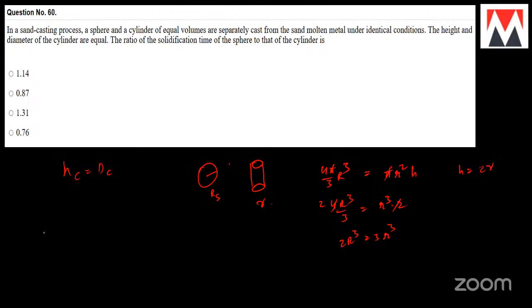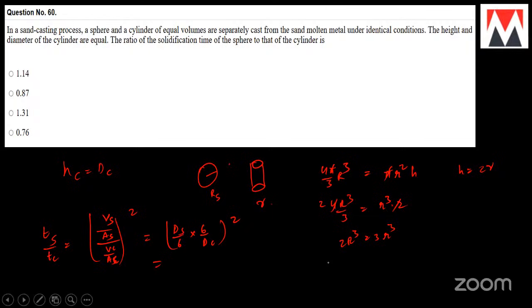He is asking the relation between time for solid, time for sphere and time for cylinder. You have volume of sphere by area of sphere, and volume of cylinder by area of cylinder, whole power 2. If you write, you will get ds by 6 into 6 by dc, so square. So you get ds by dc. Already we got the relation here.